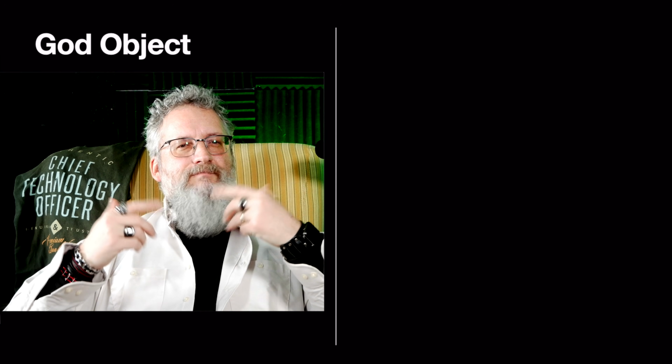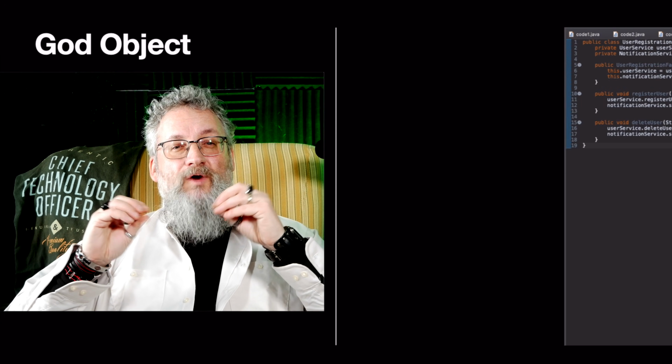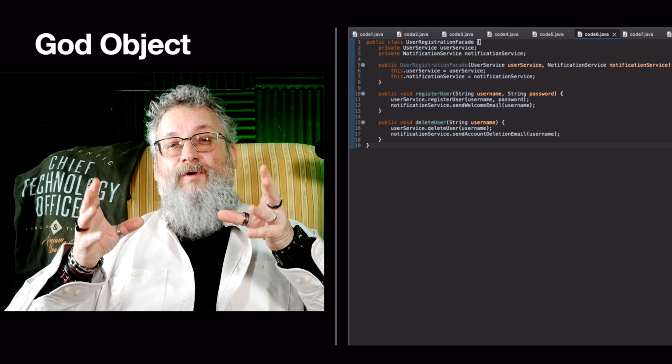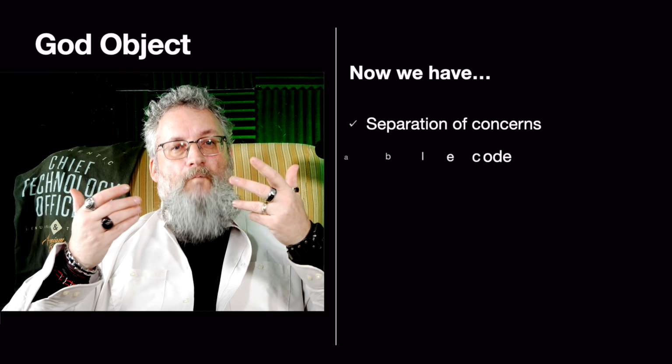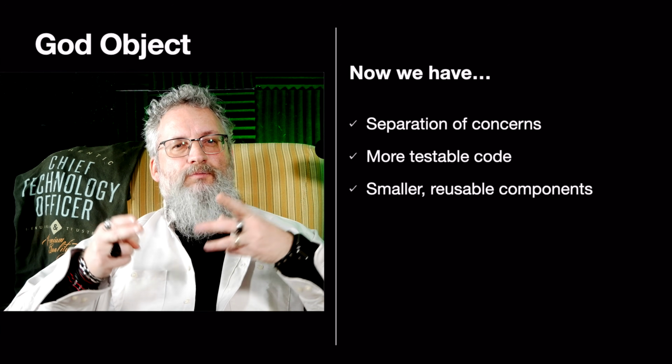At this point you might be thinking, great, but now my code has too many moving parts. This is where a facade pattern helps. Now we have separation of concerns, more testable code, smaller reusable components.